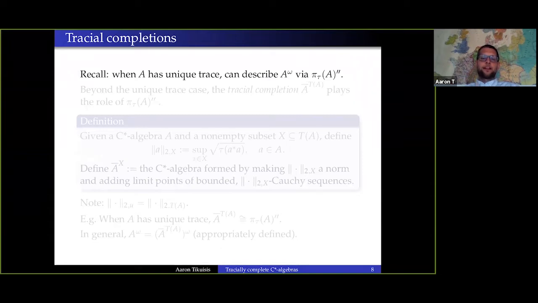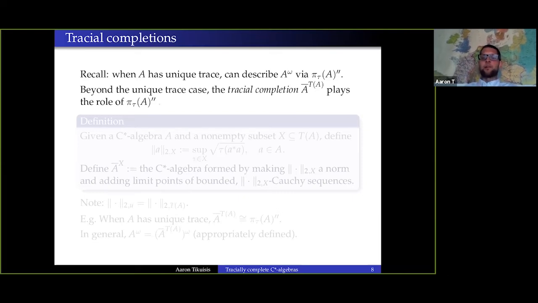Back when we started, I said that in the case where you have unique trace, we can describe this tracial ultrapower in terms of the GNS representation associated to this trace. And beyond the case of unique trace, there's this thing, the tracial completion, which I'm about to introduce, which replaces this GNS representation and plays exactly the same role. The way we define it is a way you could define the GNS representation. It really depends on having traces, but it shouldn't be too unclear that this is a generalization of this.